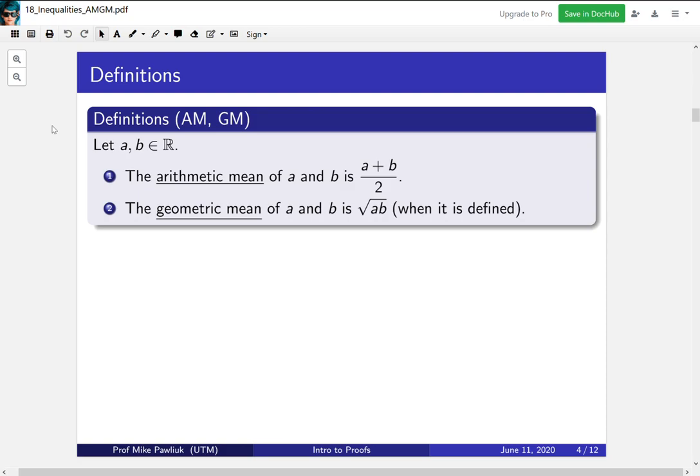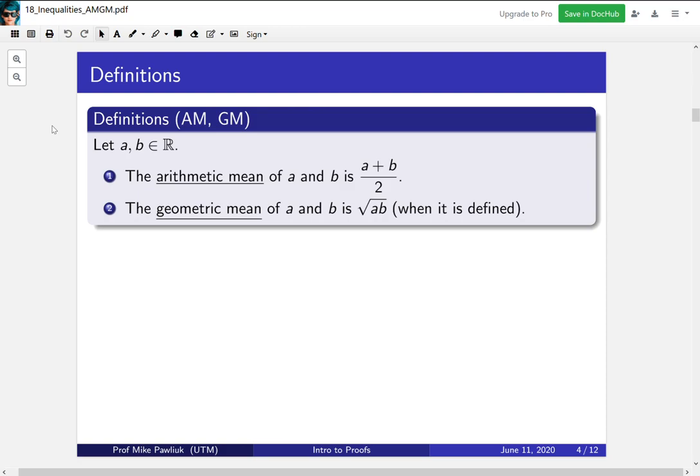Where are these things coming from? Well, a plus b is combining two things using the addition operation and then going halfway between that. Whereas the geometric mean is taking a times b, using the multiplicative thing, and then trying to find the halfway point multiplicatively. That would be like the square root.